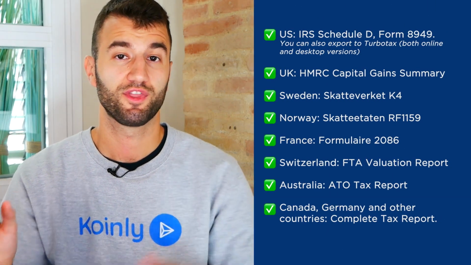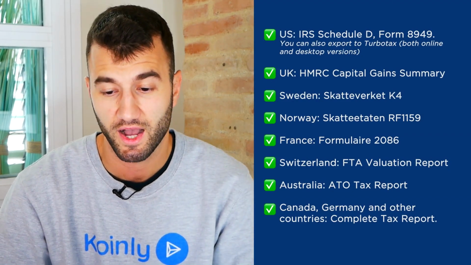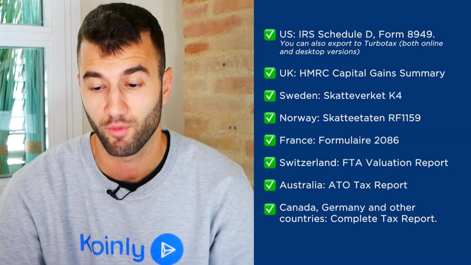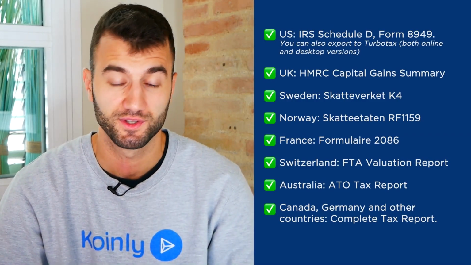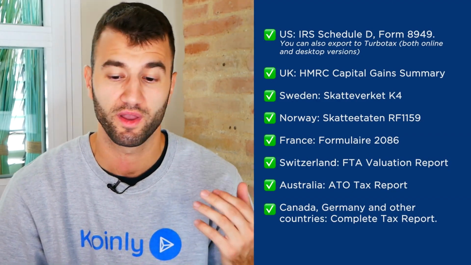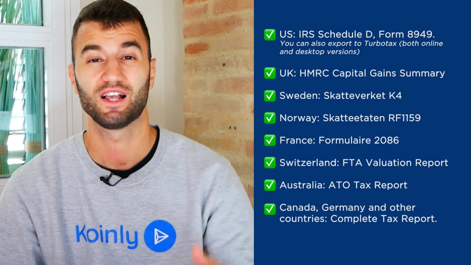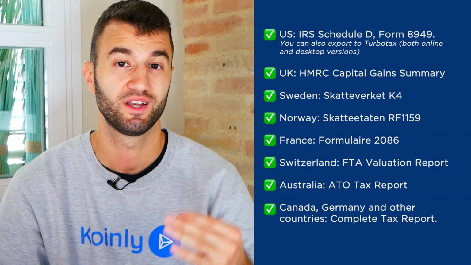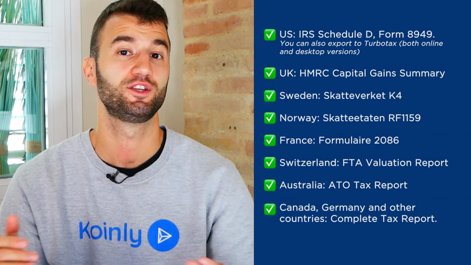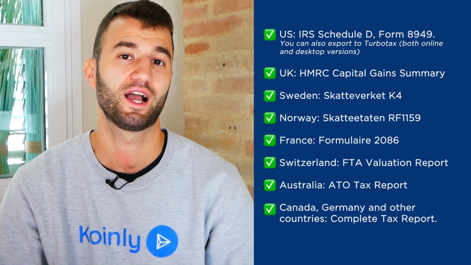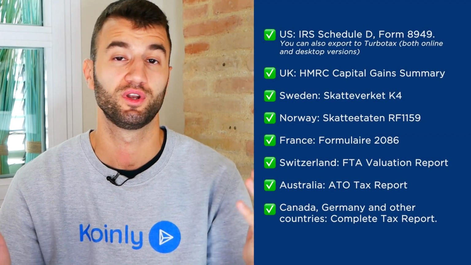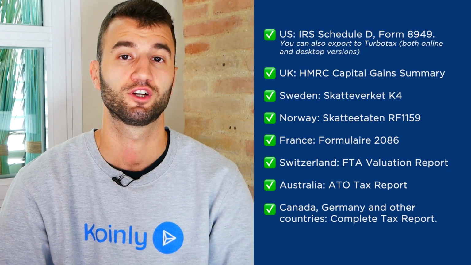We have a bunch of different options depending on where you're from. So for the US, we have the IRS Schedule D Form 8949. You can also export the TurboTax both online and desktop versions. We have reports for UK, Sweden, Norway, France, Switzerland, Australia, and then lastly, Canada, Germany, and other countries. We have the complete tax report, which, keep in mind, is a document you can print off and give directly to an accountant, and they will combine it with your other tax documentation. Or alternatively, you can invite them to Koinly to set up their accountancy firm here with us.